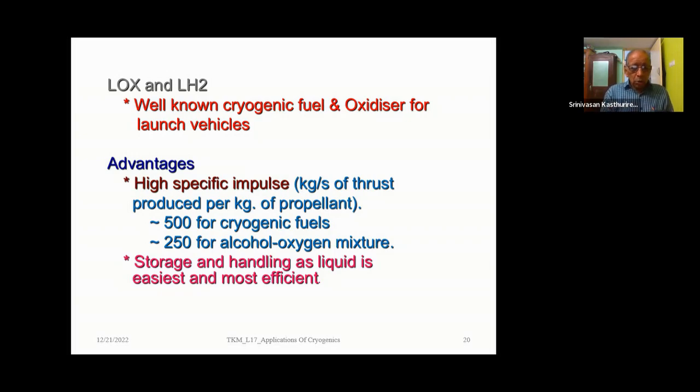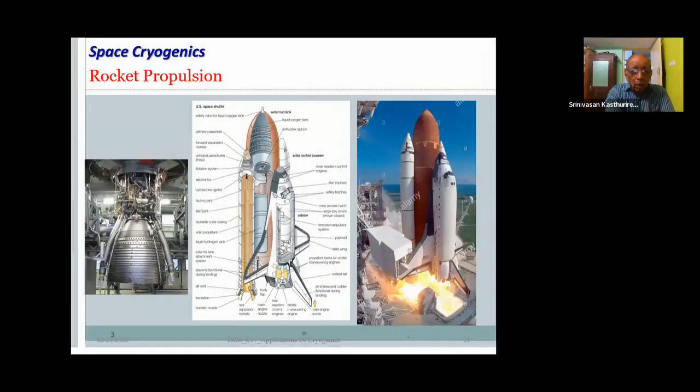Storage and handling of liquid is the easiest method, and therefore people use large quantities of cryogenic fluids. The cryogenic fluids are used in the liquid state. Now, if you look at rocket propulsion, you require a fuel and you require an oxidizer. In the case of fuel and oxidizer, what they normally use is liquid hydrogen as the fuel and liquid oxygen as the oxidizer.